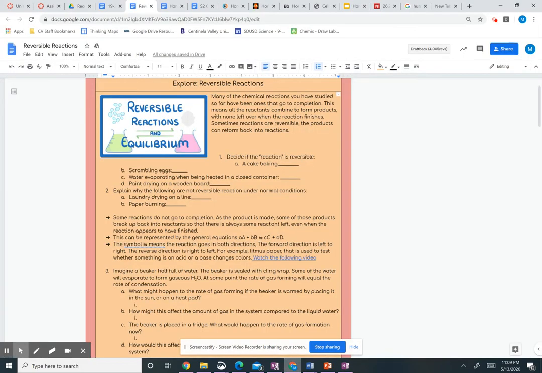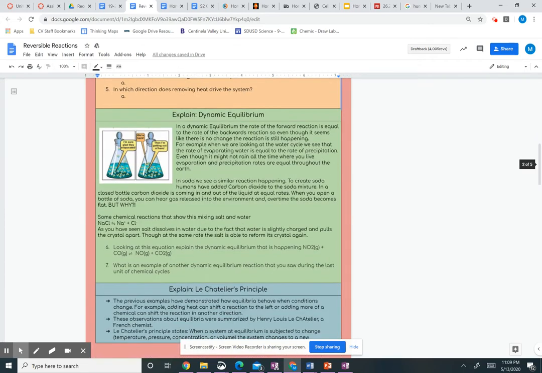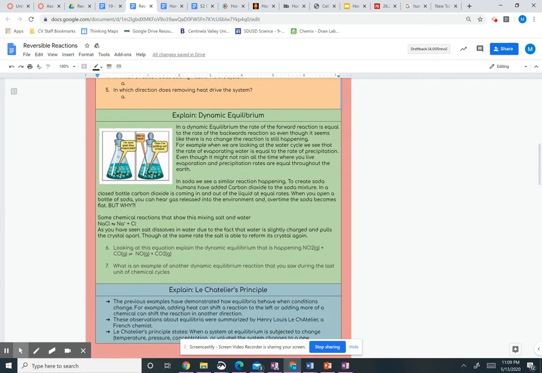Another example that you will see down here is an actual equation. You're going to see that I'm creating the NO2 and the CO2 and I'm breaking it down. A dynamic equilibrium is basically switching back and forth, making it and destroying it at the same rate. So it doesn't look like there's anything going on, but there's actually still a chemical reaction.